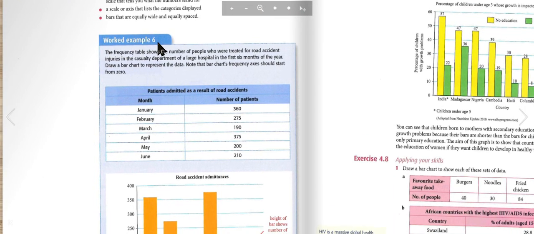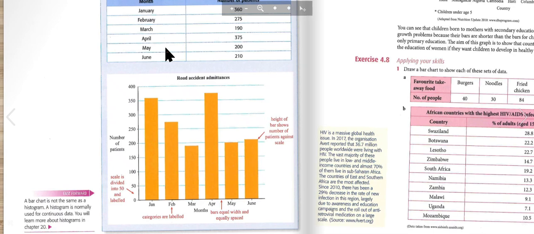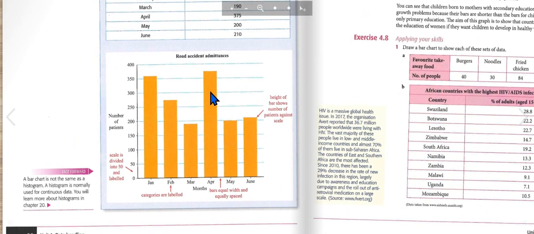Worked example 6. The frequency table shows the number of people who were treated for road accident injuries in the casualty department of a large hospital in the first 6 months of the year. Draw a bar chart to represent the data. Note that the bar chart's frequency axis should start from 0. And here is the bar chart.